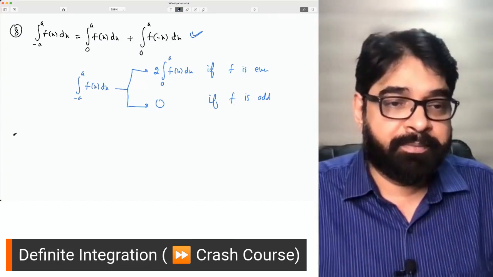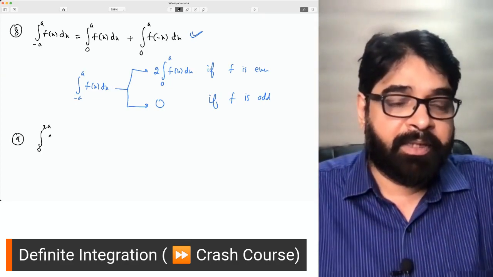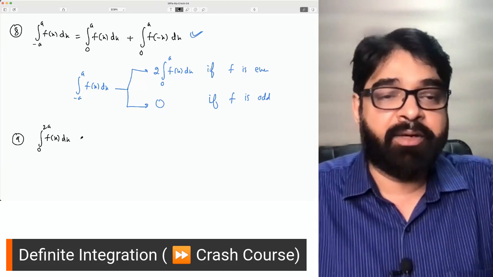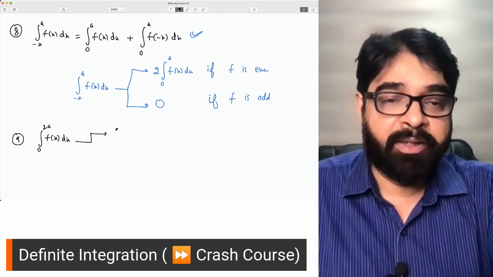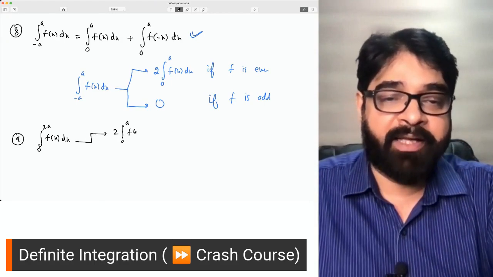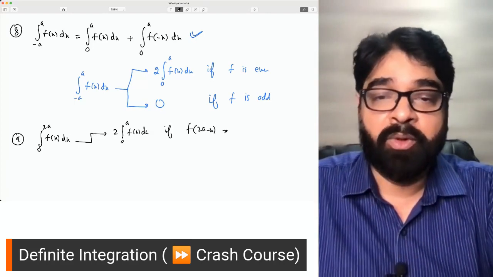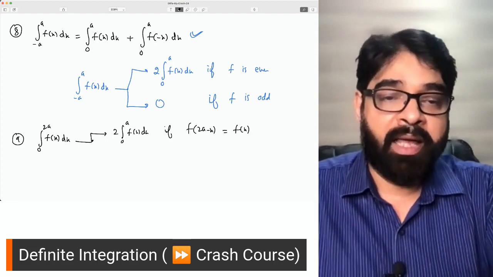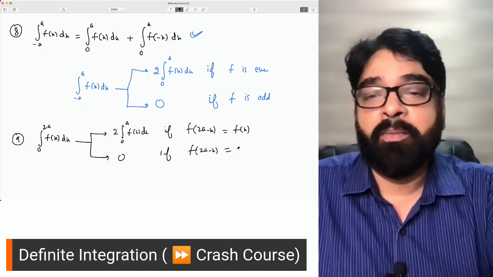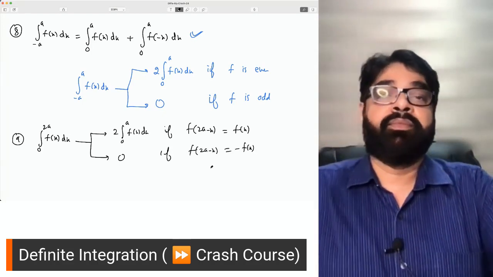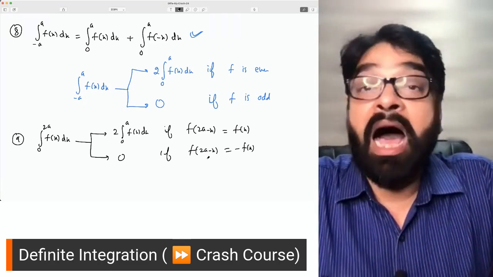The next one: integral from 0 to 2a, this is the half limit property. The integral from 0 to 2a is nothing but 2 times the integral from 0 to a of f(x) dx, if f(2a minus x) equals f(x). Else it will be 0, if f(2a minus x) equals minus f(x). I'm sure everybody is able to understand. Is it right? This is the half limit property.